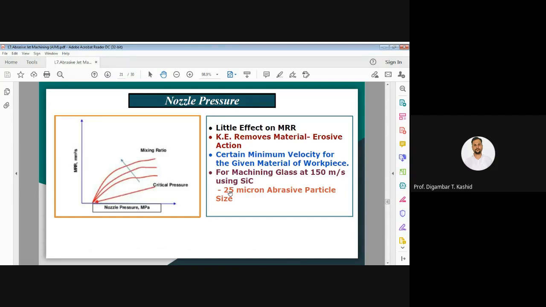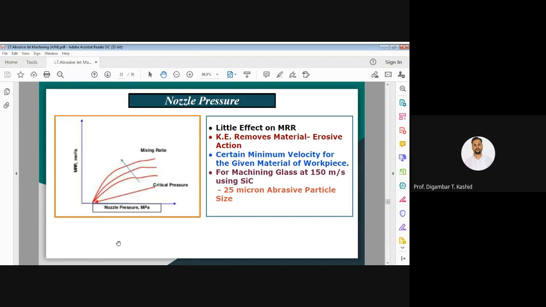Okay, and that means that is a minimum pressure which is needed for the start of removal of the metal. It is called the critical pressure. Okay, critical pressure means what? This is the minimum pressure which is needed for the start of removal of the metal.